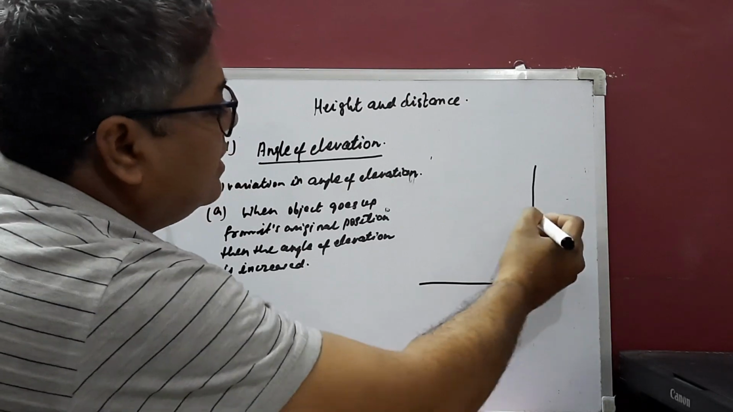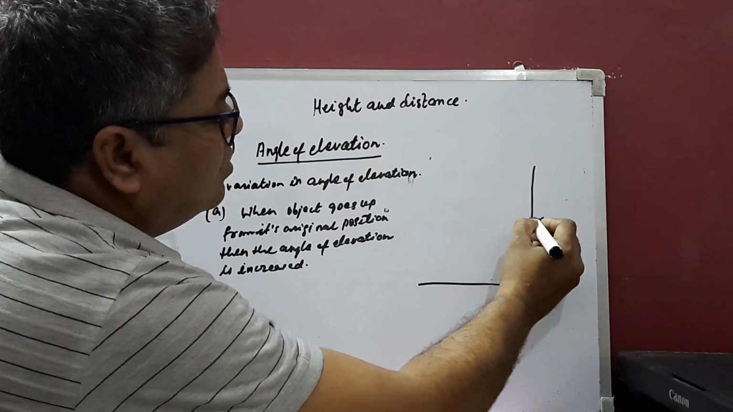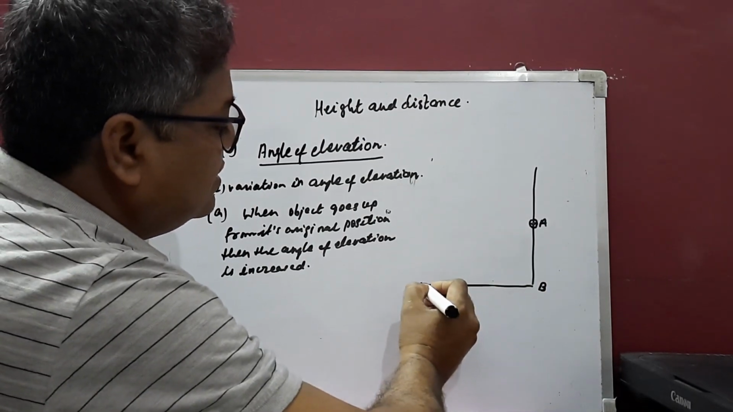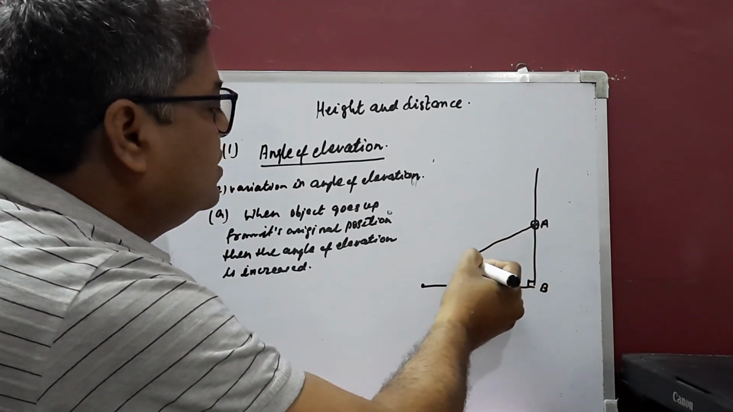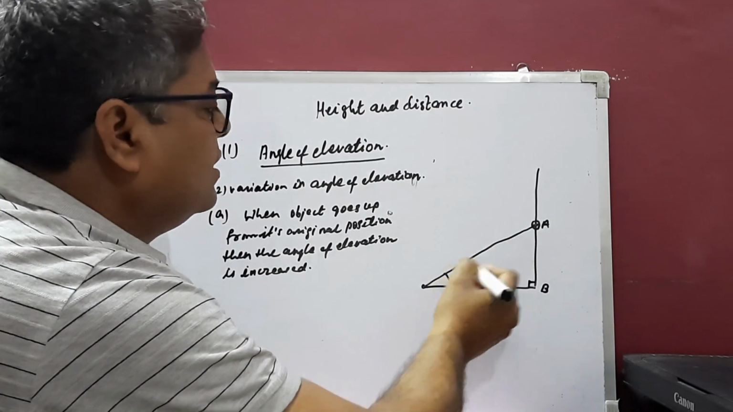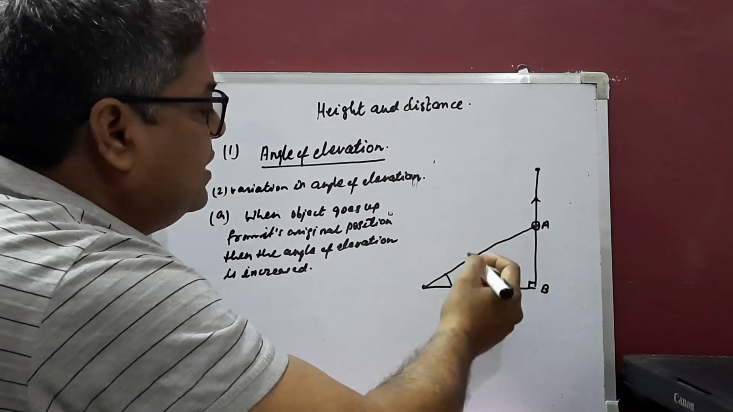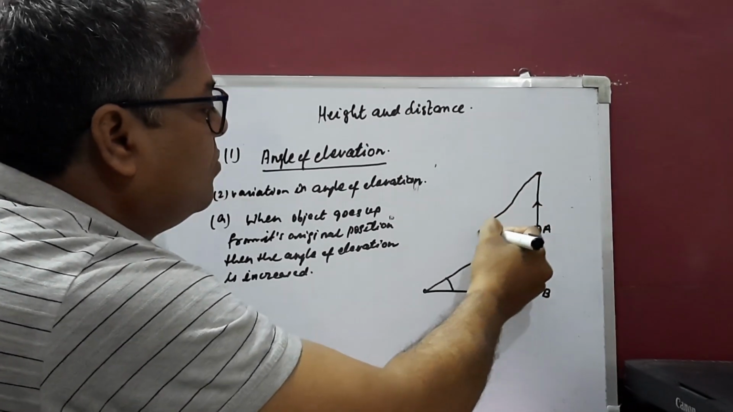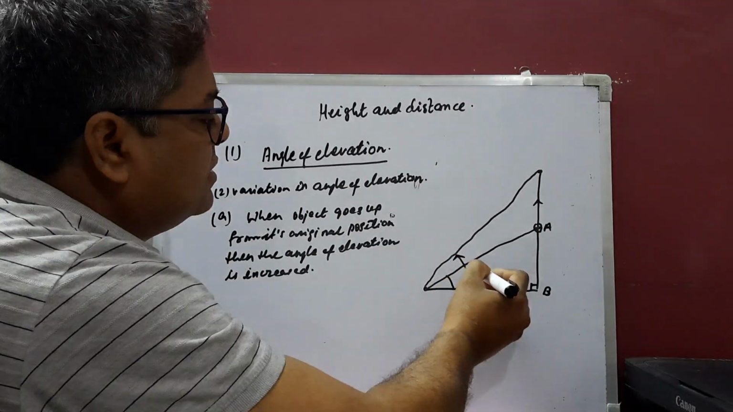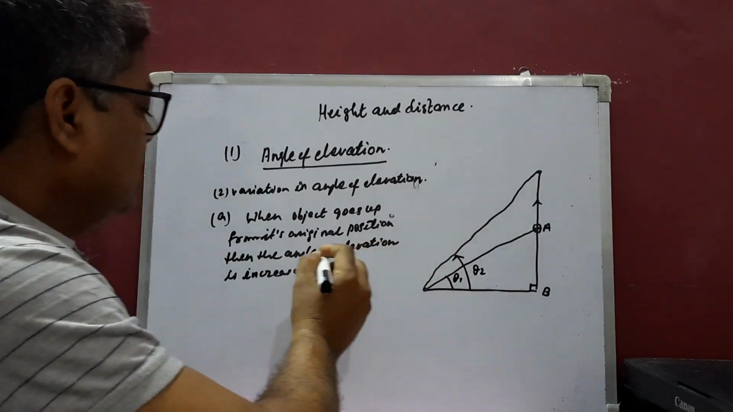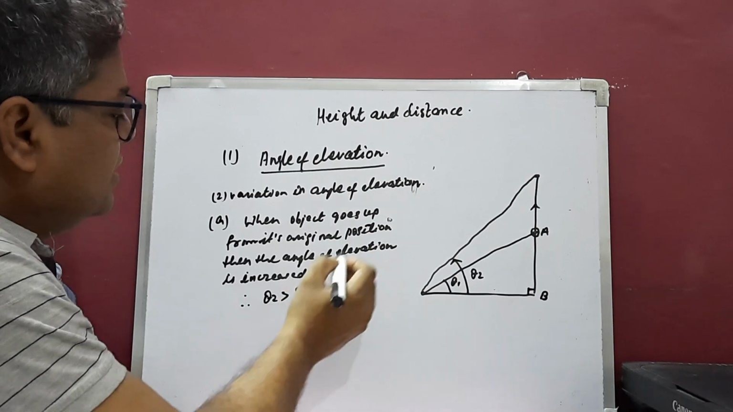this is the horizontal line and this is the original position of the object, and this is the position of the observer, and this is the original angle of elevation. Now this object has gone up vertically, then this is the new angle of elevation. This is theta 2 and this is theta 1. Therefore, theta 2 is greater than theta 1.